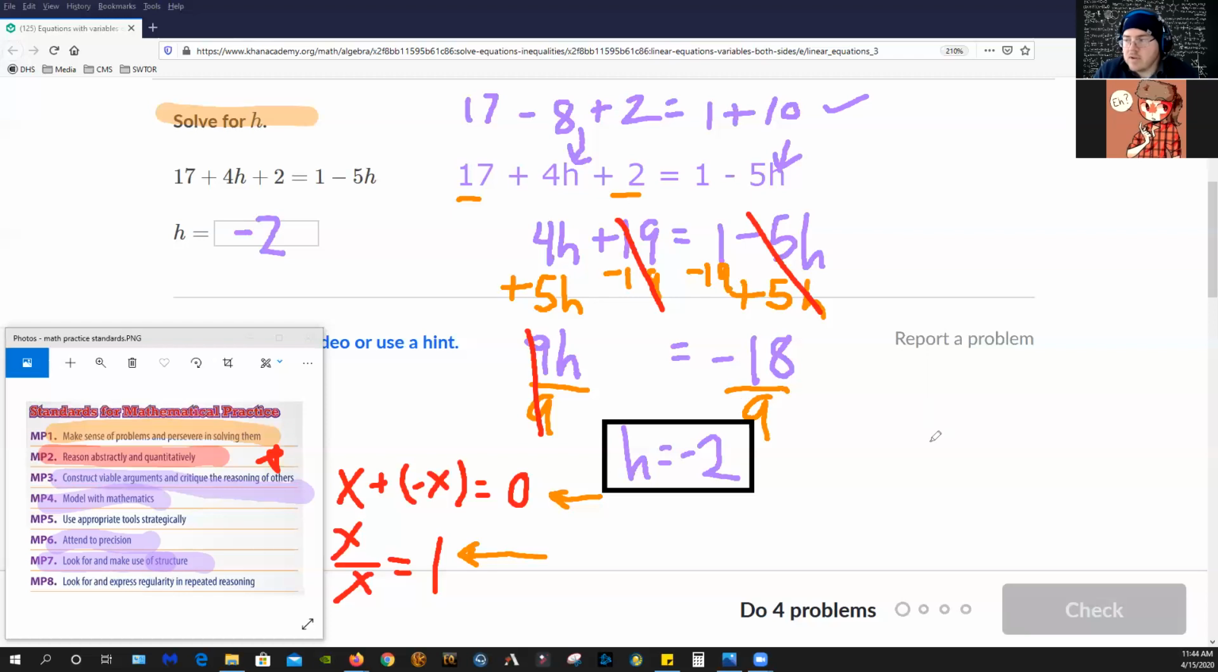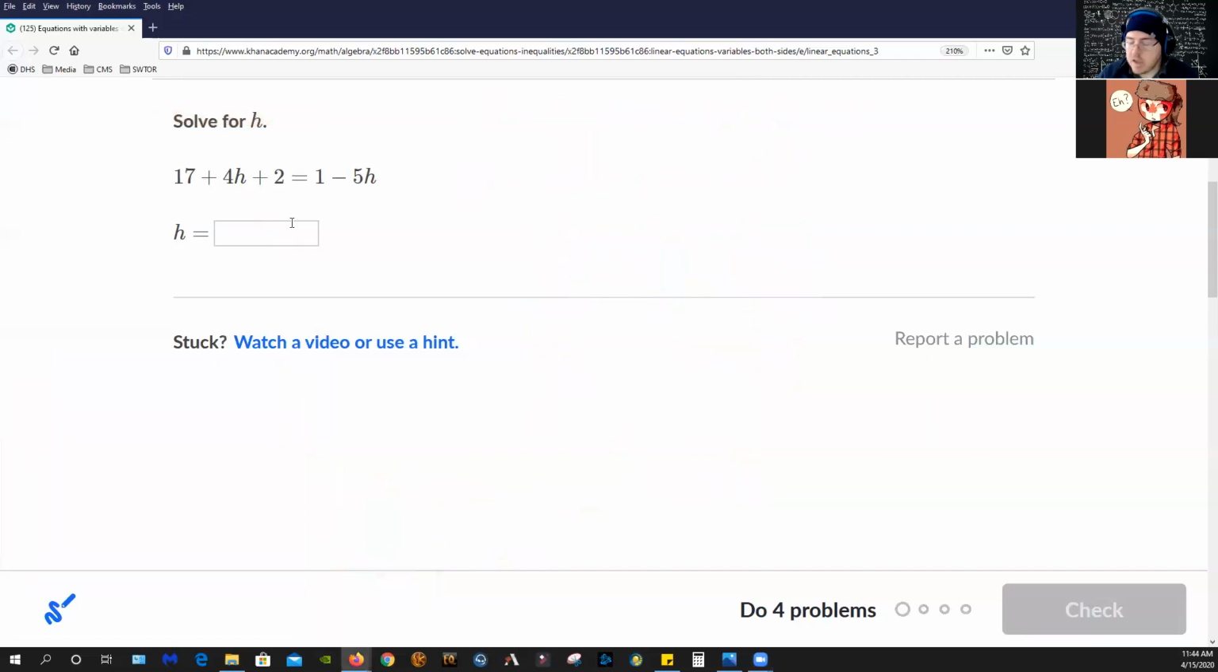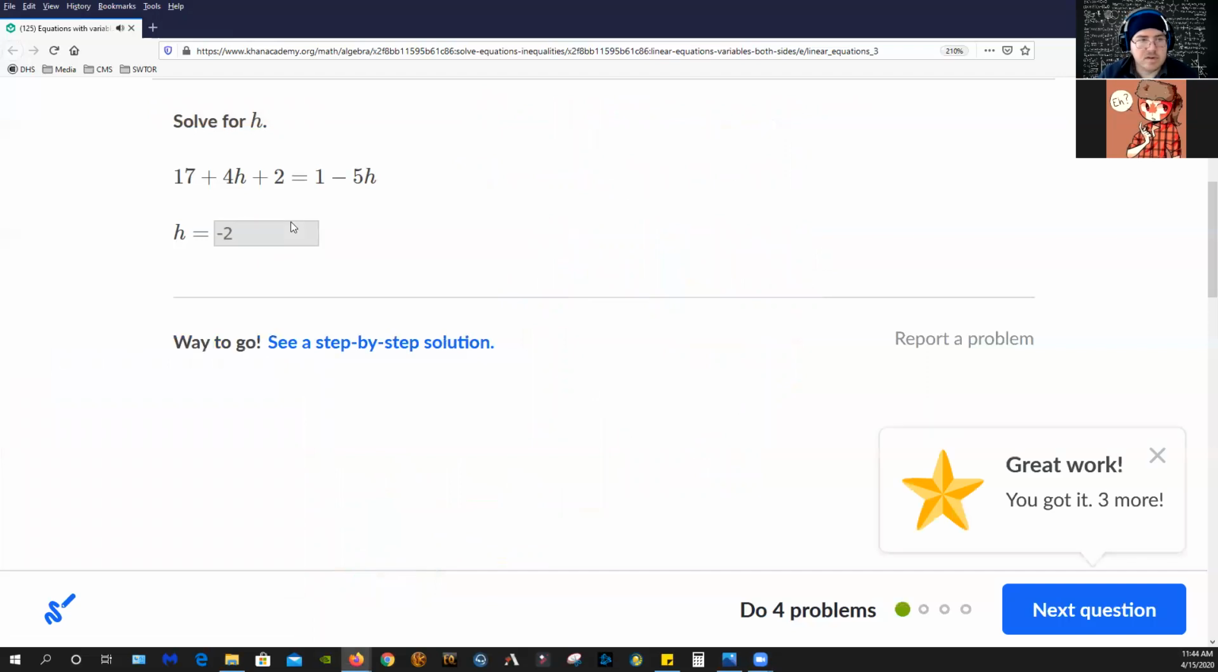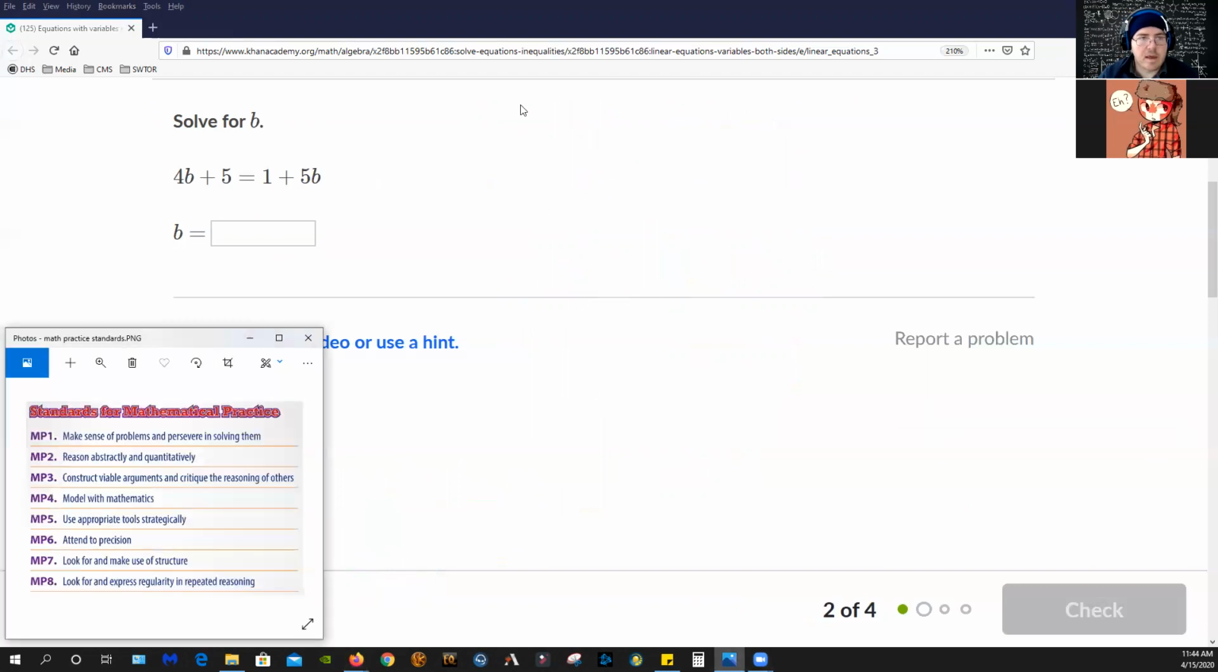Variables on both sides of an equation. Let's try another one and see if you guys can get it before I do. I think we said this would be negative 2. Huzzah. Okay, chat. Time to work.